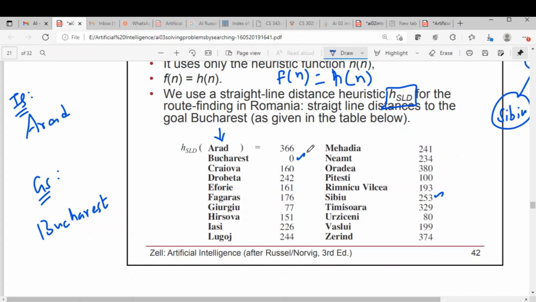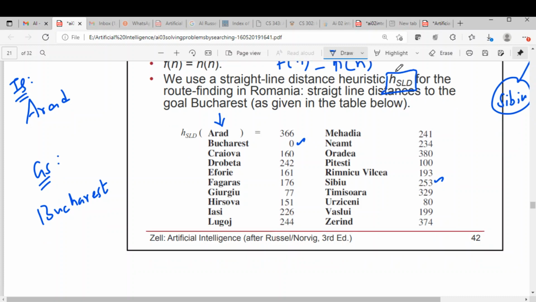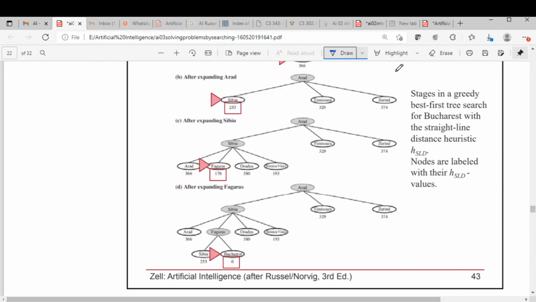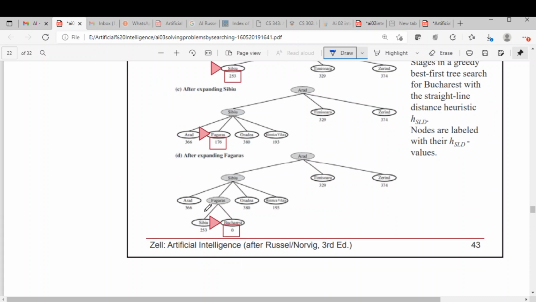From Fagares, the algorithm has two options. Either it can go to CPU or it can go to Bucharest. But this is the cheapest cost path, so it will go to Bucharest. Okay, fine. So this is how this particular algorithm works.